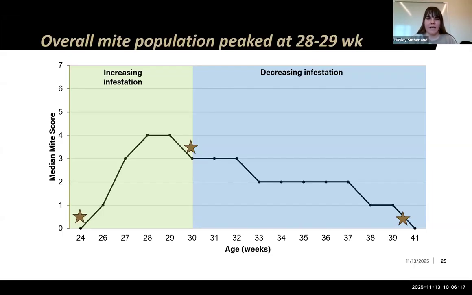We had a pretty sharp decline at the end, but this was likely because the end of that study came about in June in Indiana. It got quite hot, and so it's quite possible that the mites died because of the heat and not because of anything going on with the hen.